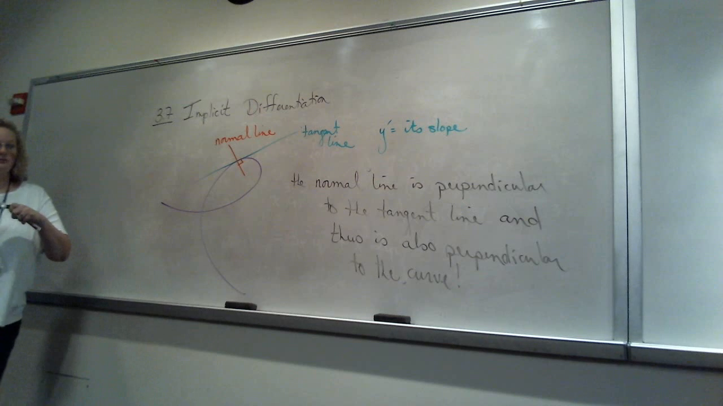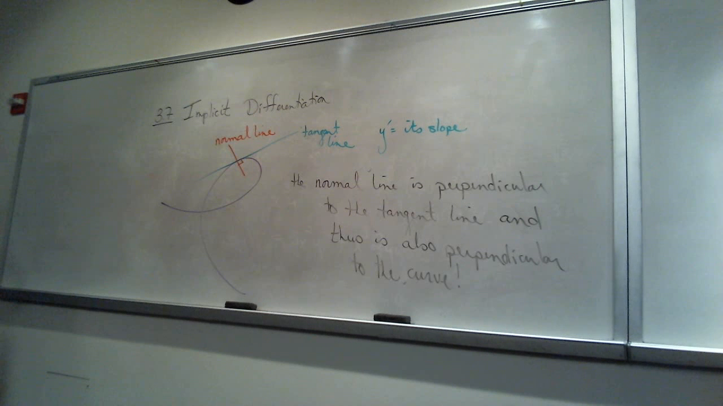Now, if you know what the slope of the tangent line is, what kind of slope is perpendicular? It makes a 90-degree angle, so what about its slope? The relationship of its slope: negative and the reciprocal of it.